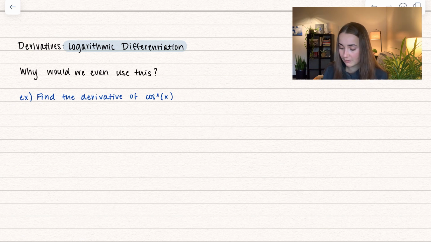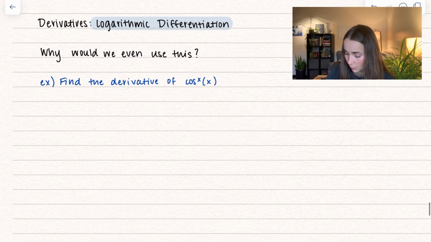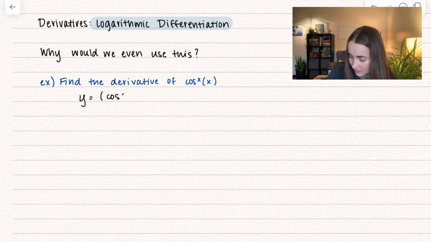We want to go ahead and find the derivative of cosine of x to the power of x. So I'm just going to go ahead and rewrite this. I'm going to set it equal to y, and this is going to be cosine of x on the inside, and then we have that power of x on the outside. So here what I want you to notice is that we have a variable in the exponent. Whenever you see a variable in the exponent, we're going to use logarithmic differentiation because we want to get that variable out of the exponent.